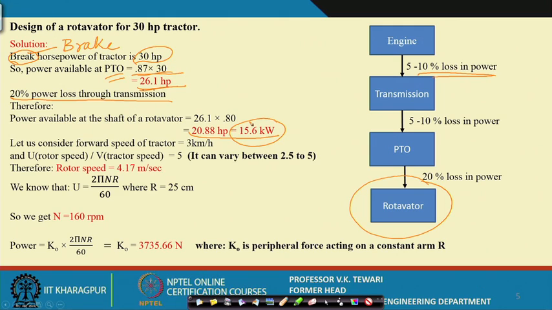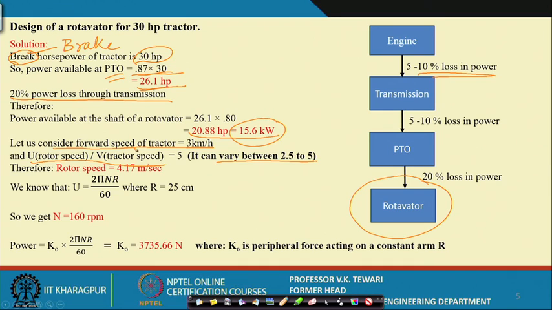Now, if this is the power to be utilized by the rotor, what should be the other details? For example, let us consider the forward speed of the tractor. The forward speed of the tractor has a greater bearing on the rotation speed of the rotor of the rotavator, because we have talked of U by V ratios. U by V varies from 2.5 to 5 or so, and we need to consider this. Now, one consideration is the speed of the tractor.